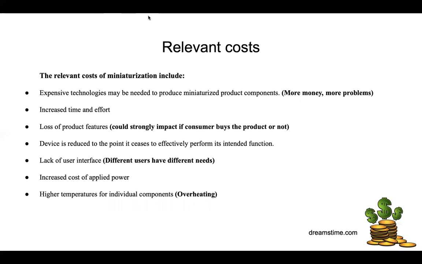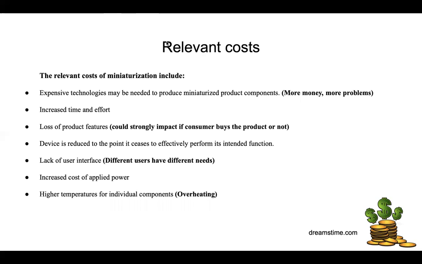Another thing is the loss of product features. This goes in scale with things such as how customers would buy it. For example, an iPhone, if they miniaturized it, you might be missing out on many features that people like within the iPhone, which could therefore cause people to not want to buy it as much and could cause them to pick a competitor. So that's something that you could be missing out on. That's a huge opportunity cost that you're losing out on by doing that.